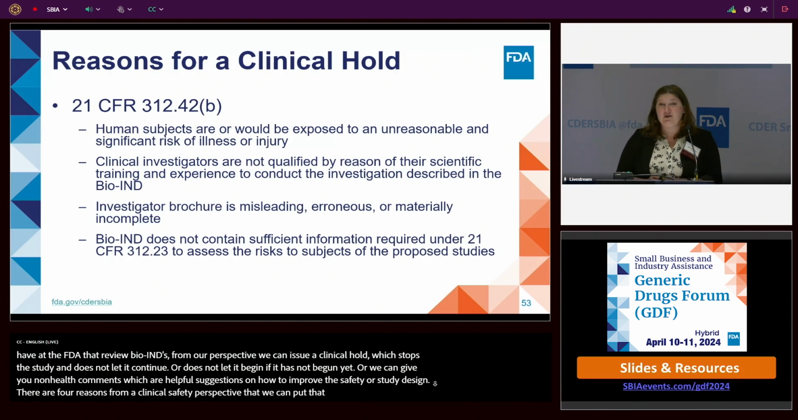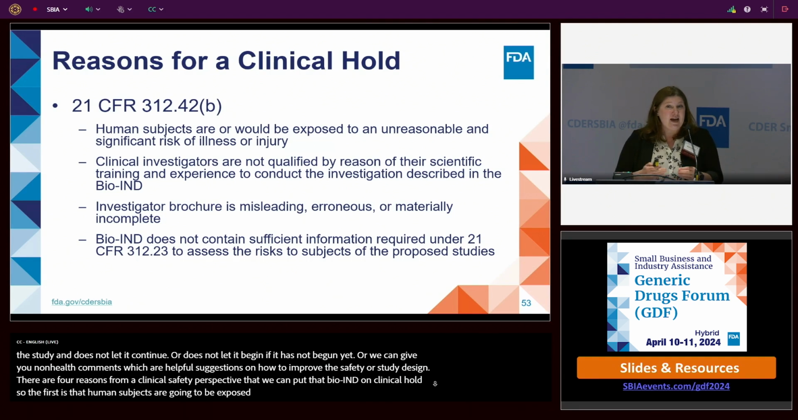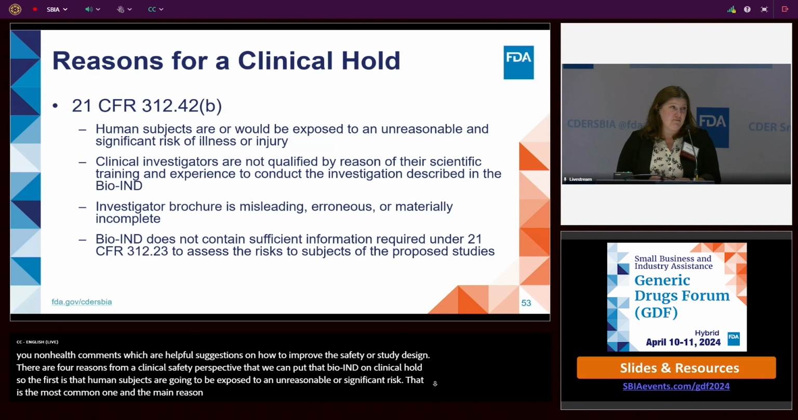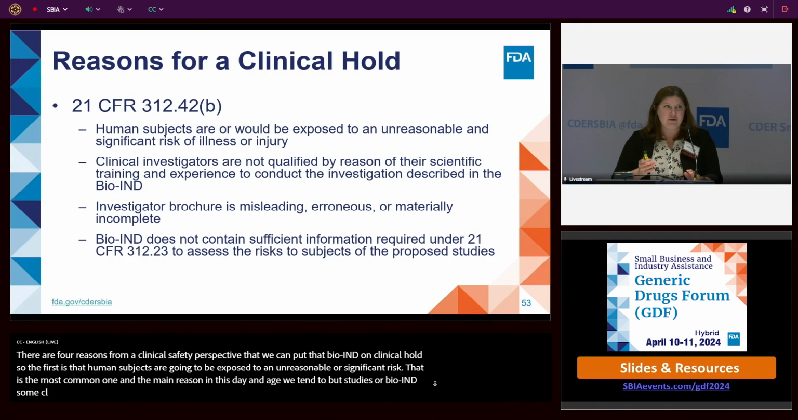So the first is if human subjects are going to be exposed to an unreasonable or significant risk. That's actually the most common one. That's the main reason in this day and age that we tend to put studies, Bio-INDs on clinical hold. The other 3, you can fairly easily avoid with some due diligence.